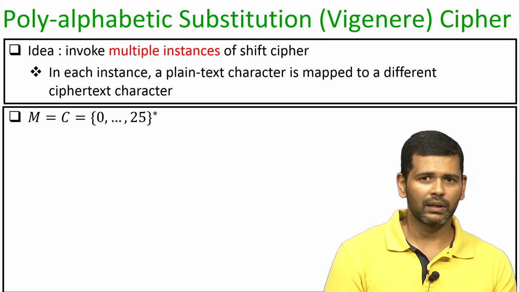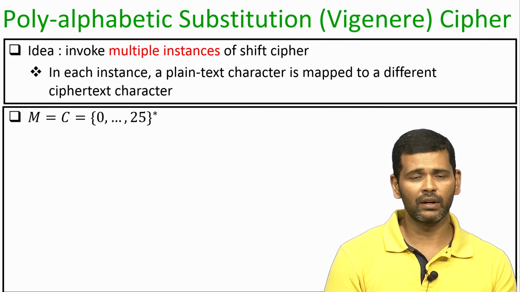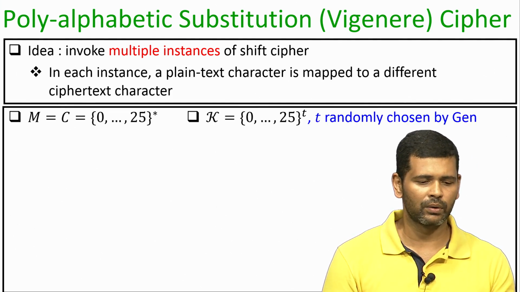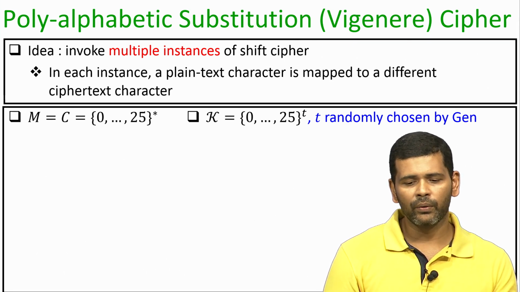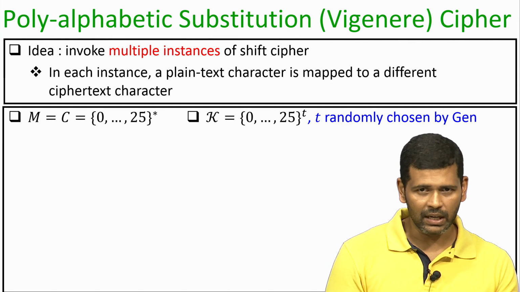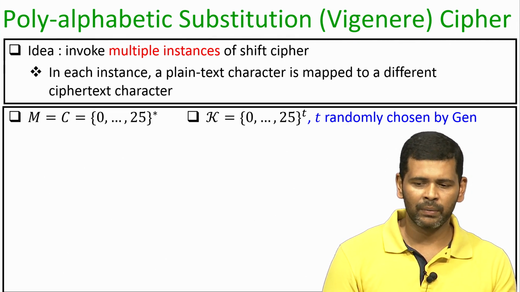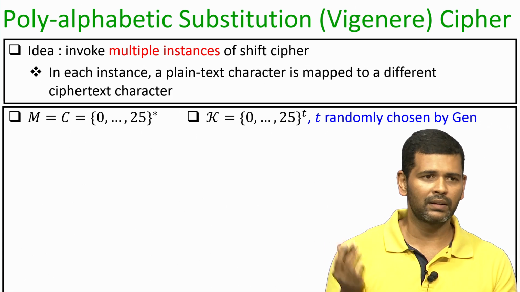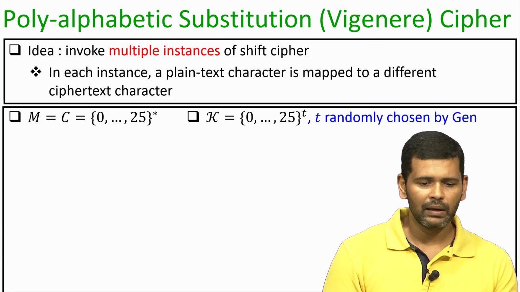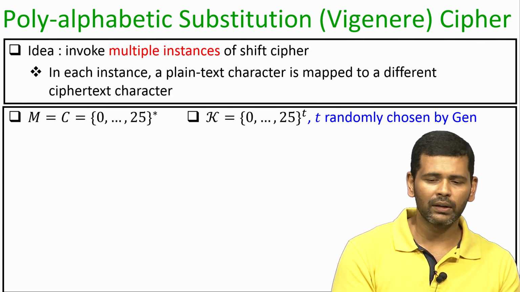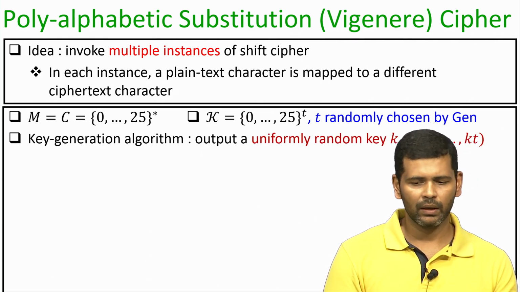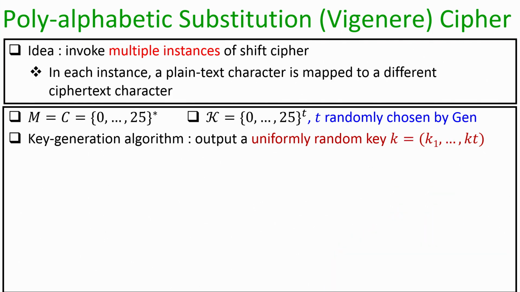Again, here the message space, the plain text space and the ciphertext space is the set of all possible strings over the set 0 to 25, and the key space is now going to be a string of length t, where t is also randomly selected by the key generation algorithm, and the value of t could be anything with the minimum value of t being 1, and the key is going to be any string of length t over the set 0 to 25. That means your key generation algorithm is going to output a key consisting of t characters, where t is also randomly selected by the key generation algorithm, and each character of the key is going to be one of the values in the set 0 to 25, right.